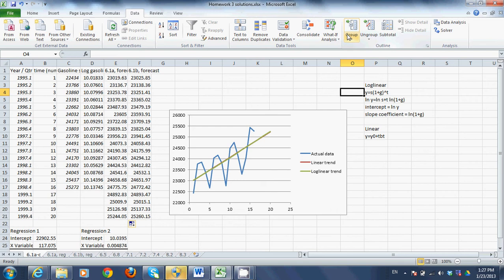And then the 1 plus g is taken to the power of t, because the more time it's had to grow, the larger it is, assuming that g is positive. In any case, the further it will deviate from its original value. But so that's the log linear.